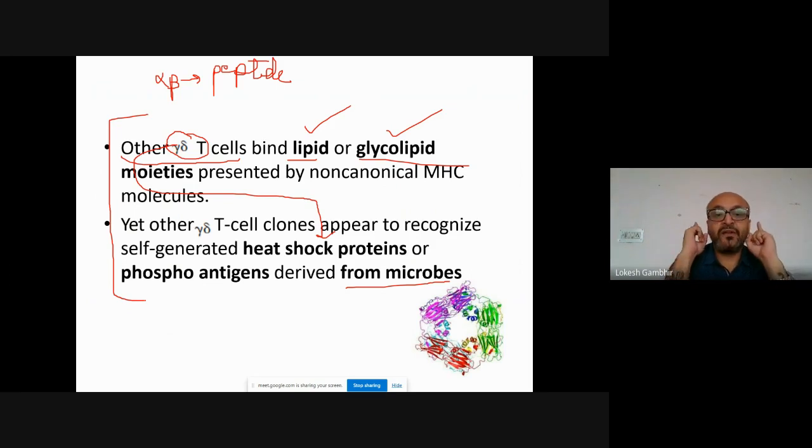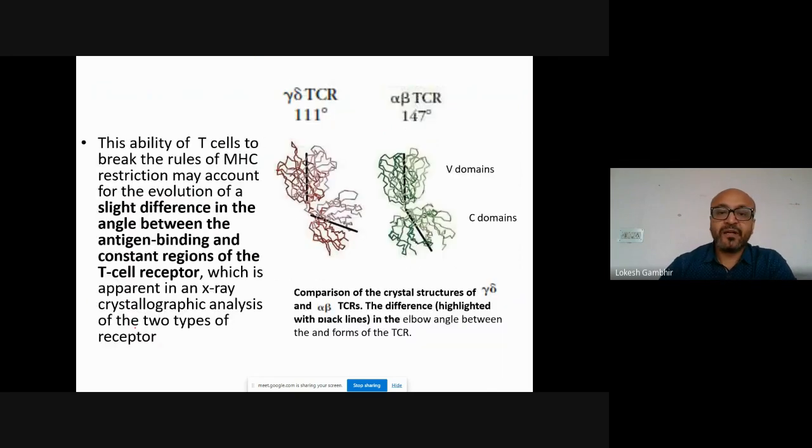So one should have a very clear-cut understanding that if we are talking about alpha beta, I'm talking about the peptide presented by MHC, and if I'm talking about gamma delta, I'm talking about different targets: the lipids, the glycolipids that are of course of foreign origin. Then we have phosphoantigens derived from the microbe. But if you're talking about our own generated proteins, certain heat shock proteins are recognized by gamma delta T cells.